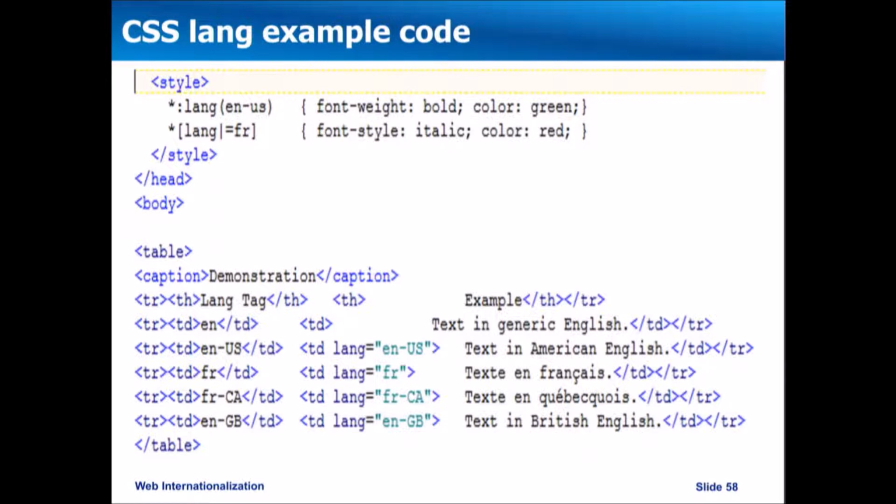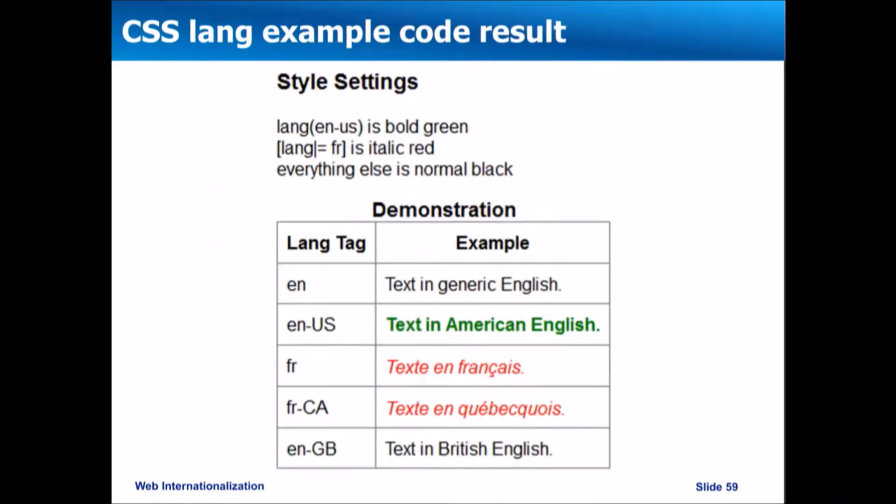Essentially, I've created different rows with English text in generic English, meaning just EN, ENUS for American English, French, just FR, and then FRCA for Quebec French, and then an ENGB. And you see up here, I've set bold and green for ENUS using the pseudo class, and use the attributes. Anything beginning with FR is going to be red and italic, and here's how it looks. And you can see this has been selected, right?